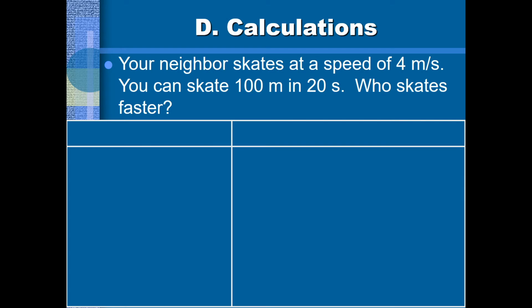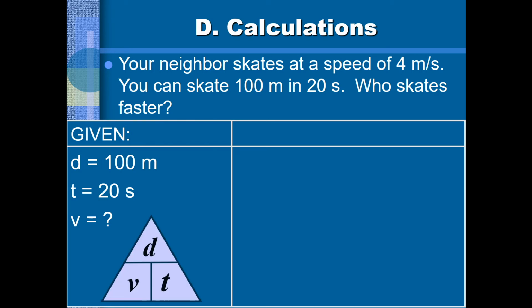So let's do some examples. Your neighbor skates at a speed of 4 meters per second. You can skate 100 meters in 20 seconds. Who skates faster? So when doing these problems, it's good to start with what you're given. So how fast are you moving at? You're given, exactly, distance is 100 meters, your time is 20 seconds, and you're trying to find your speed or velocity.